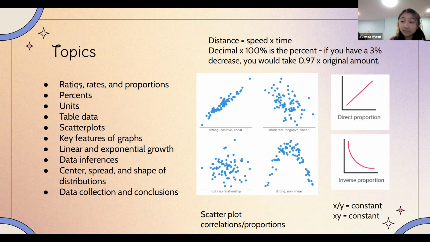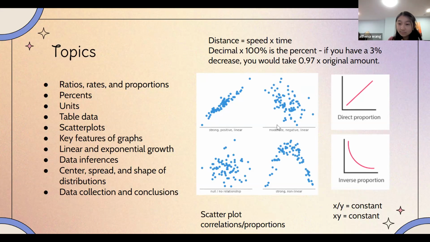There's also a lot of conversion between units, and then a lot of tables that you just interpret and try to come up with the answer or make inferences based on the table. They give you scatter plots. So these are the main scatter plots that I think you should kind of know. So there are 4 different types. The first one is that there is a strong linear positive correlation between the x value and the y value.